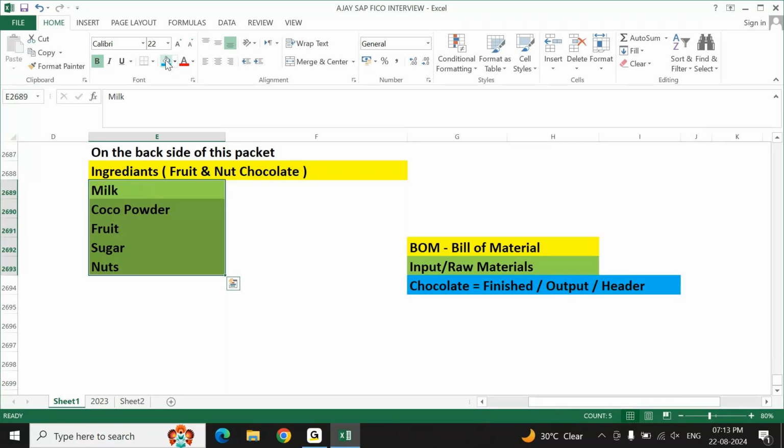If you wanted to eat chocolate one time, do you need to manufacture the chocolate or do you need to buy the chocolate? What is ideal? Buy the chocolate. If you wanted to eat one time, you'll buy the chocolate.